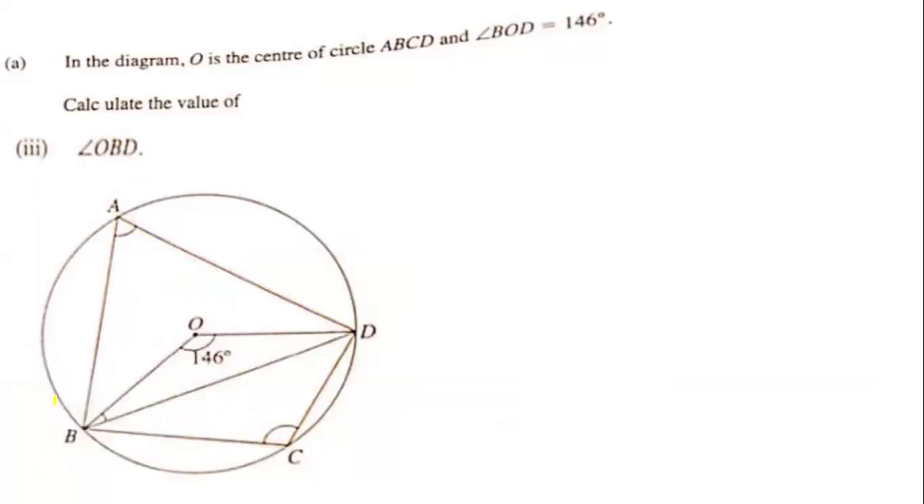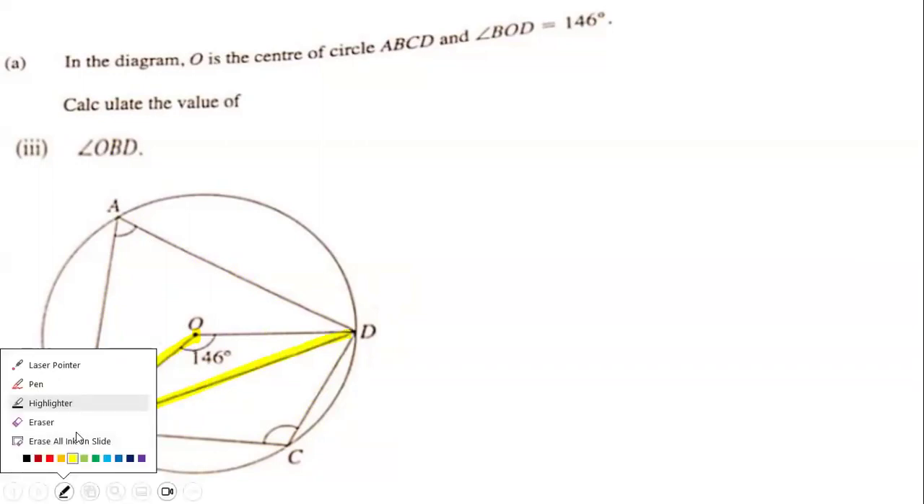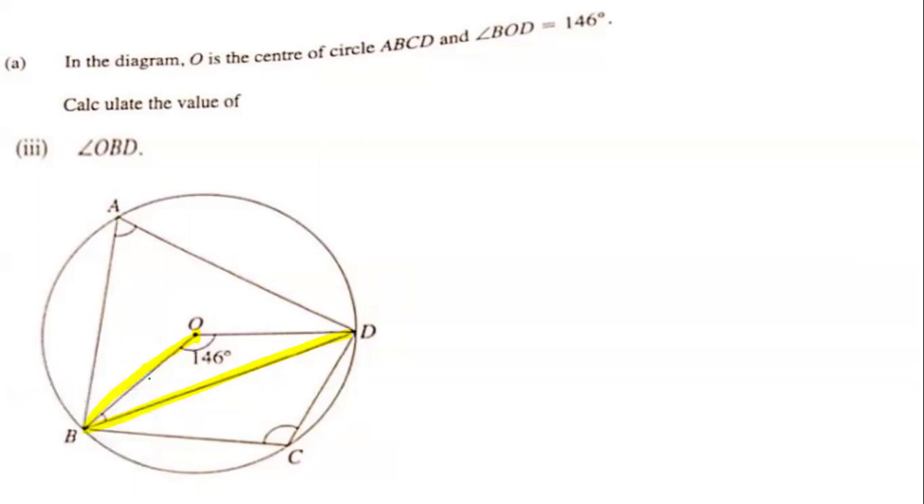Next, we need to figure out the size of angle OBD. So let's highlight that angle, angle OBD, right? Angle OBD, okay? So what we really want to figure out is the size of this angle, let me use a pen, this angle OBD right there. Because we're really focusing on the one in the middle, angle B.